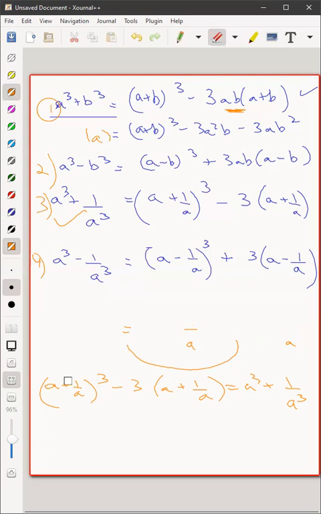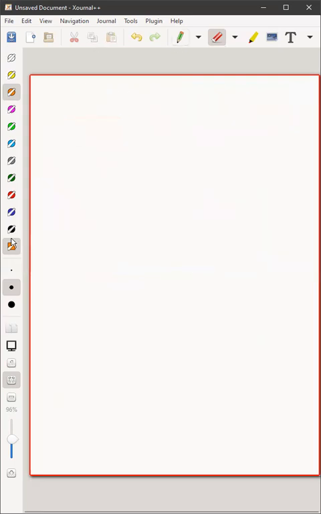Okay, let's do a few practice sums regarding this. Any doubts on these identities, anyone? Okay, let's continue. Okay, do this one.